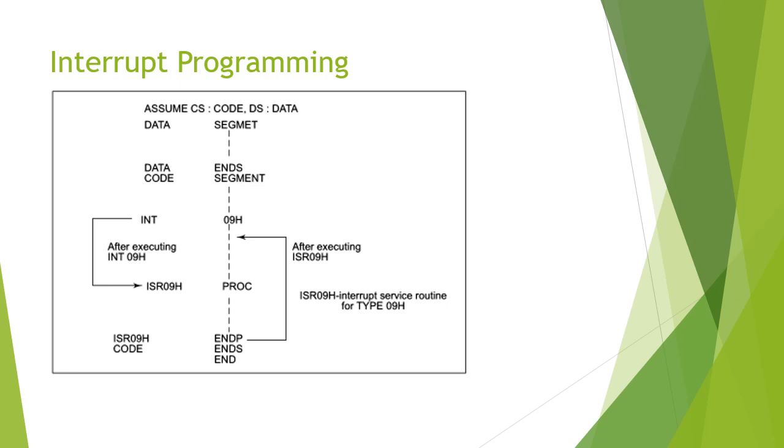So the control will directly go from here to that part of the interrupt service routine, which we got by combining the IP and CS pointed to by this interrupt type number in the interrupt vector table. You reach there, you have started the procedure. When you get an ENDP, you understand that that particular interrupt service routine has finished. Then the control will go back to the next instruction after that interrupt call with type number 09H. So that is how interrupt programming works.